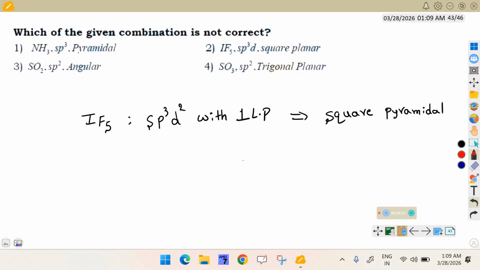Which one of the given combination is not correct? IF5 is not correct. IF5 undergoes sp3d2 hybridization with one lone pair. Geometry is square pyramidal geometry.